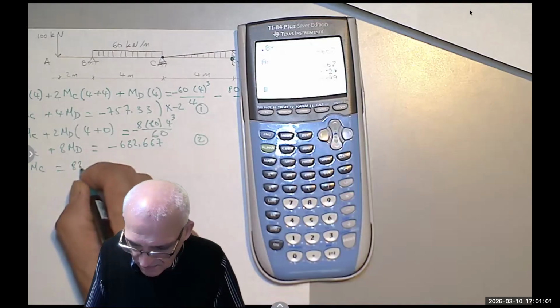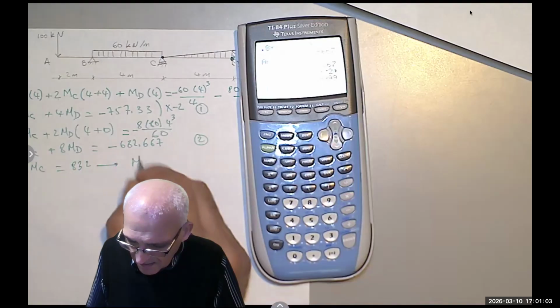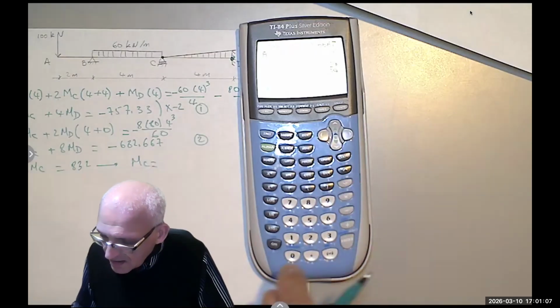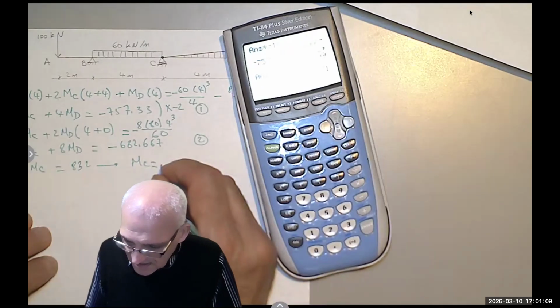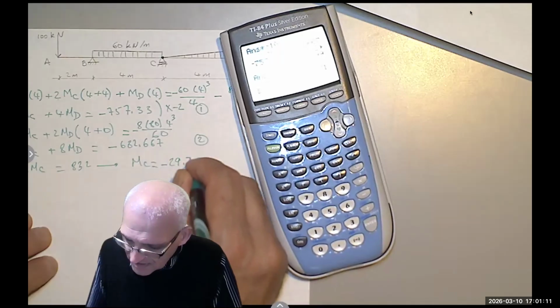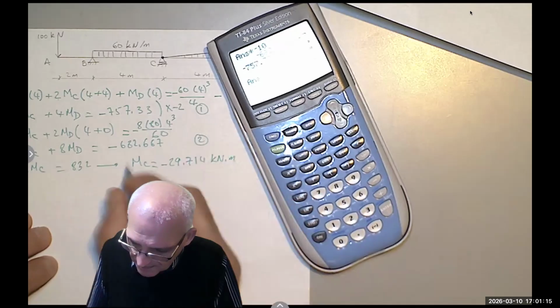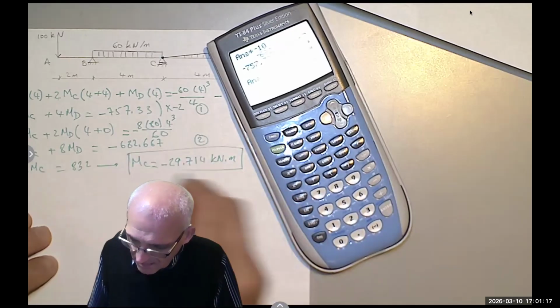832. From here, we get MC is -29.714 kilonewton meter.